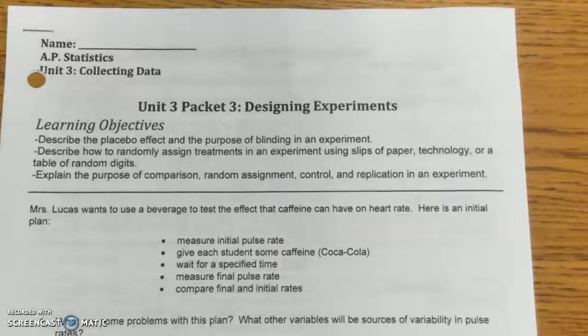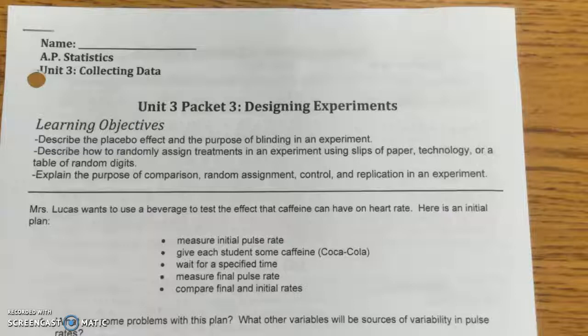Unit 3, Packet 3. So we're still on the unit about collecting data, and today we're going to be talking about designing experiments. So previously we focused on observational studies, right? And we know the main difference between an observational study and an experiment is actually imposing treatment, right? When you have an observational study, you're just recording the data that you see. You're not actually imposing treatments to different groups.